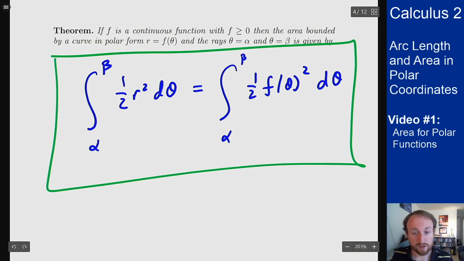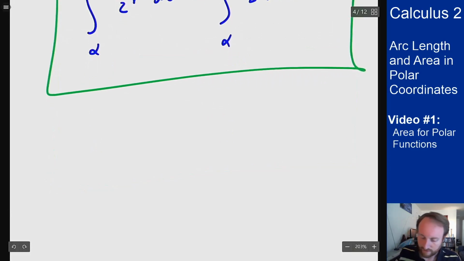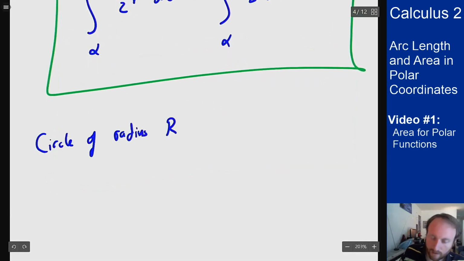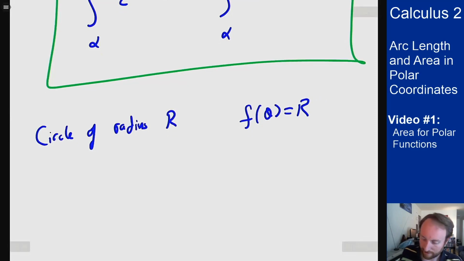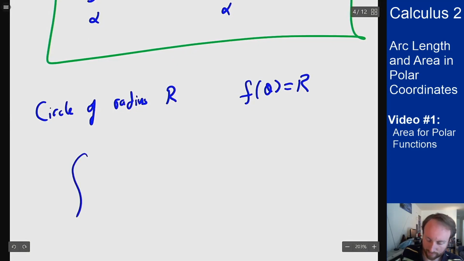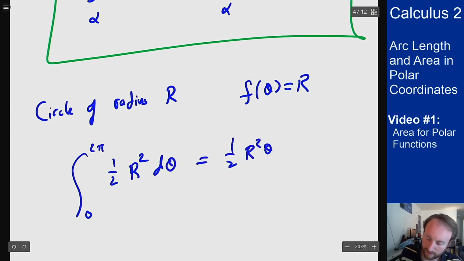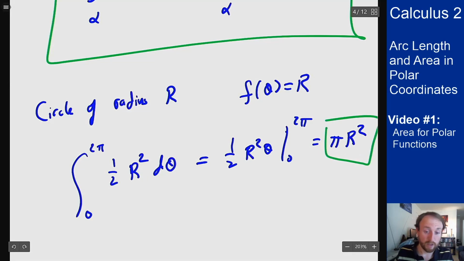Check this works. Let's look at a circle of radius r. If I take a circle of radius r, I can write that as the function f of theta equals r. That would give me the circle of radius r centered at the origin. Based on my formula here, the area should be the integral from 0 to 2 pi of 1/2 r squared d theta, which just becomes 1/2 r squared theta from 0 to 2 pi, which is pi r squared. So this checks out. We get the answer we should for the area of a circle.